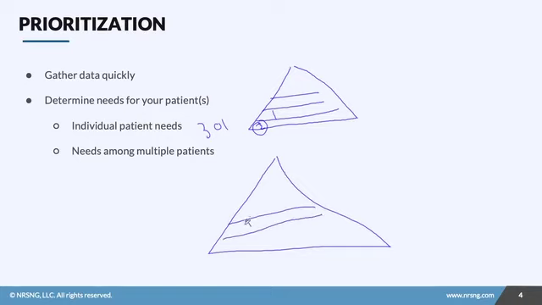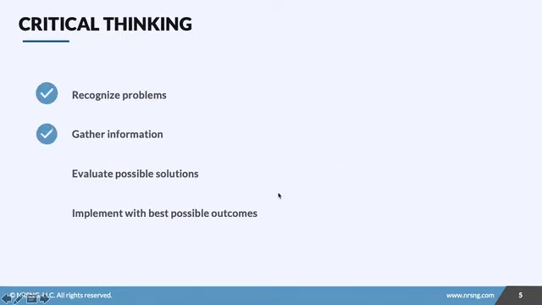So bed 1's got a safety need, but bed 3 has a physiological need. Their airway is compromised. So I'm looking at my needs with my individual patient, them alone, but then I'm looking at my needs with all of my patients. I'd really recommend you go check out the prioritization lesson in the fundamentals course. I think that'll help you dive in a little bit more there.